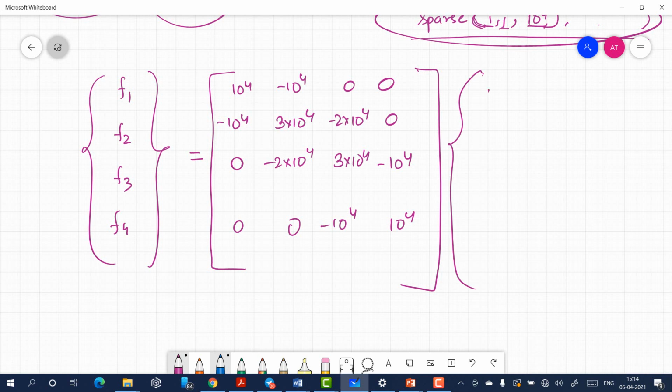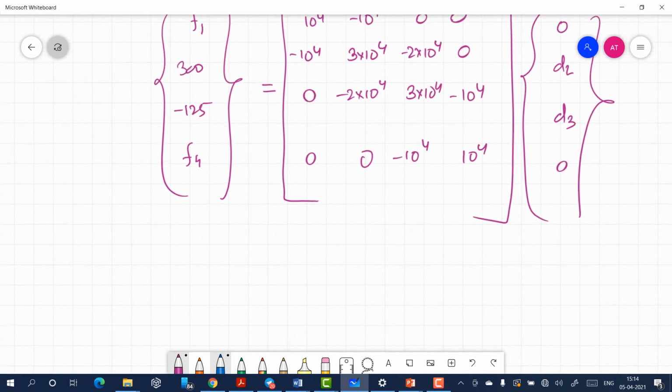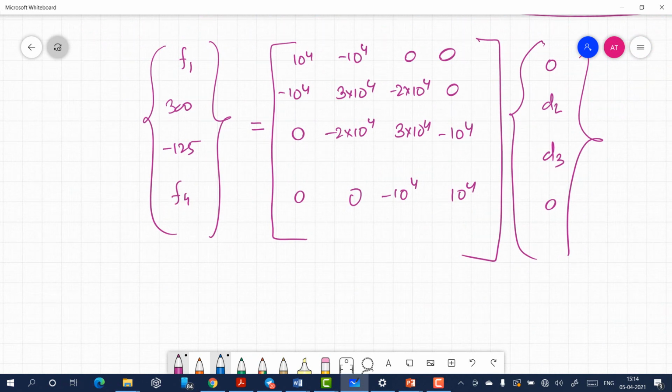So D1 is 0, D2 is D2, D3 is D3, and D4 is 0. And then I have F1. Oh, F1 is not known. F2 is 300. F3 is minus 125, and F4 is not known. So this is my problem, and this is what I have to solve.